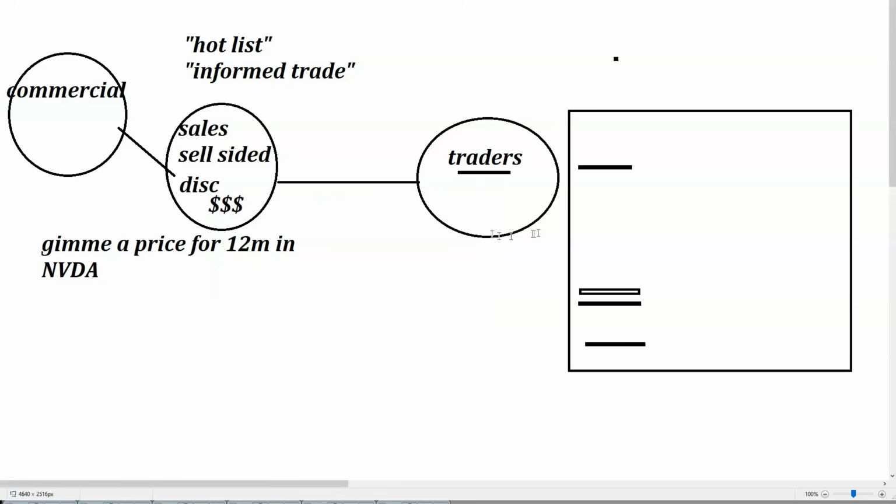The trader now has a trade where he has bought, because this guy's sold, right? So this guy is now long this stock, right? So this guy is now long at this price here.